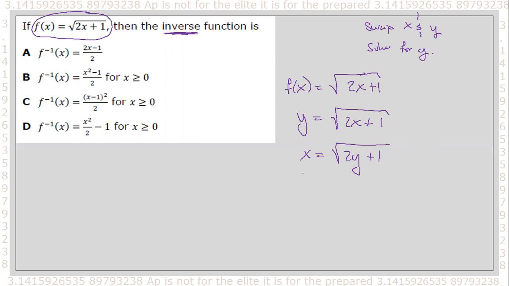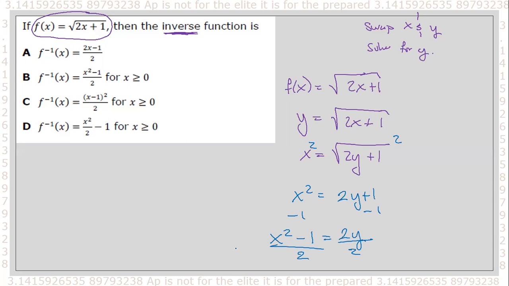So we square both sides to get rid of the square root. So let me go ahead and do that. We have x squared is equal to 2y plus 1. And I'm just going to go ahead and solve for y. To get rid of the plus 1, I subtract 1 on both sides. So we got x squared minus 1 is equal to 2y. And to get y by itself, I'm going to divide by 2.